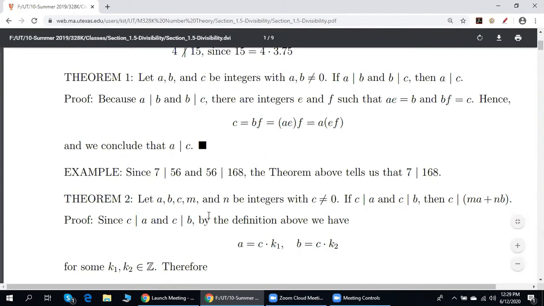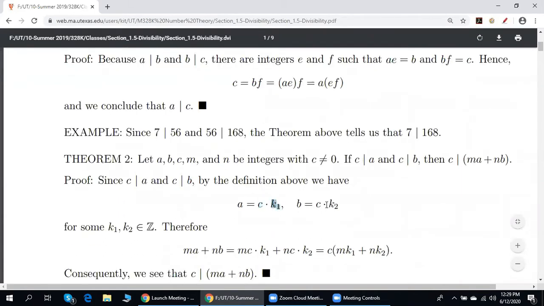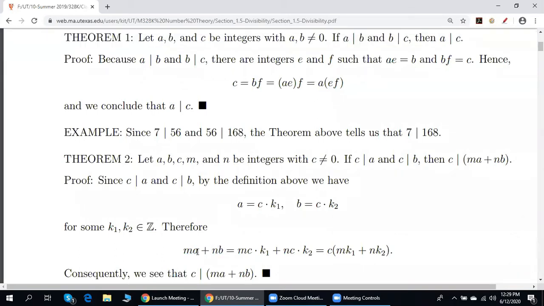How do we prove it? Once again, we start from this and this. C divides A means A is equal to C times K1. C divides B means B is equal to C times K2, where K1 and K2 are some integer numbers. Now, we start from MA plus NB. We replace A by this, done. We replace B by this, done. Lastly, factor out C, done.